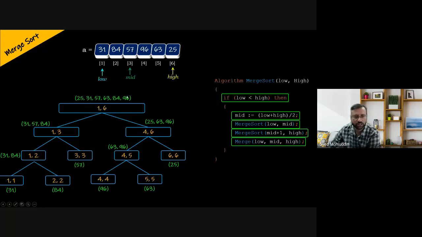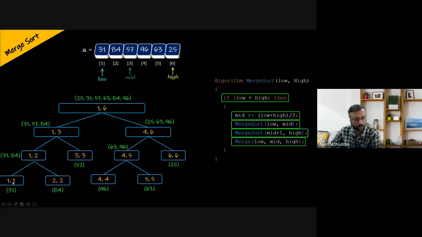So this is the actual, green is after performing merge. So we have 1, 6 divided into 1, 3 and 4, 6; 1, 3 is divided into 1, 2 and 3, 3; 4, 6 is divided into 4, 5 and 6, 6; 1, 2 is divided into 1, 1 and 2, 2. 3, 3 is as it is.